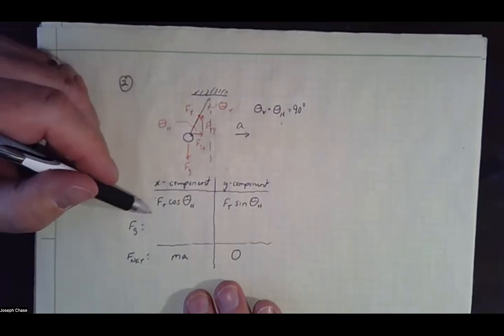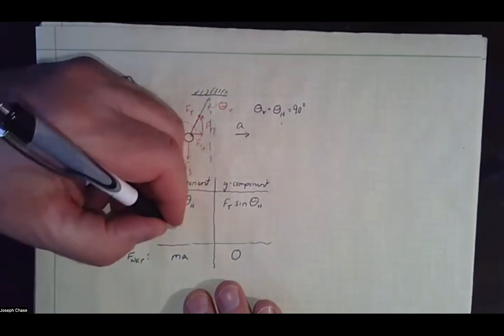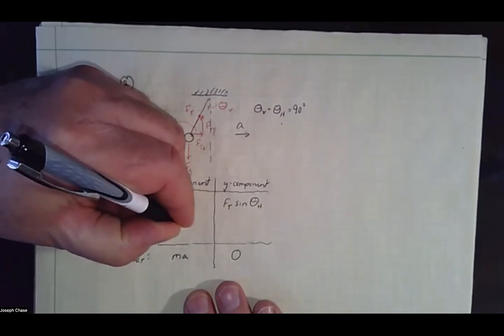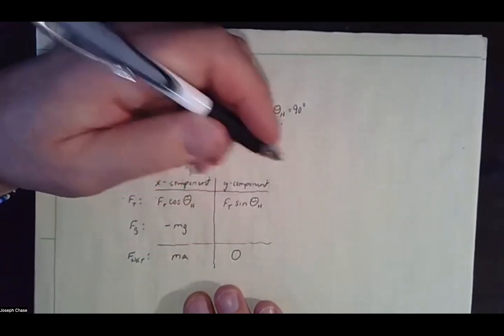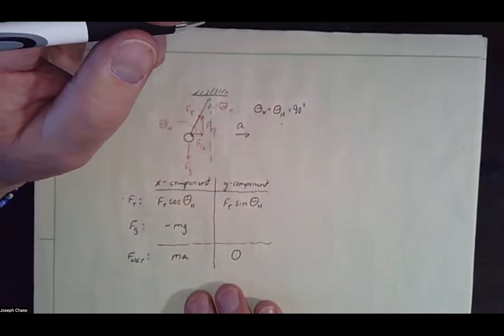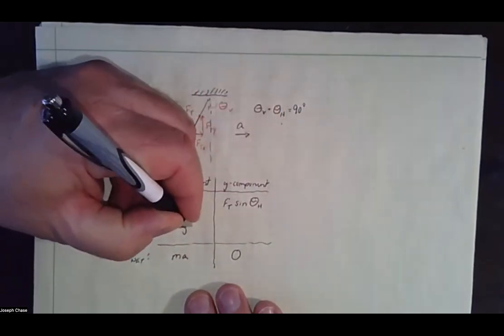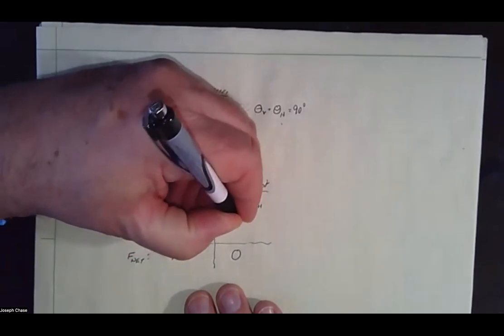All right, now let's take a look at gravity. Gravity is downward, so minus mg, and gravity doesn't have a component along the x direction. So that's equal to, oops, this is 0, and this is minus mg over here, okay.